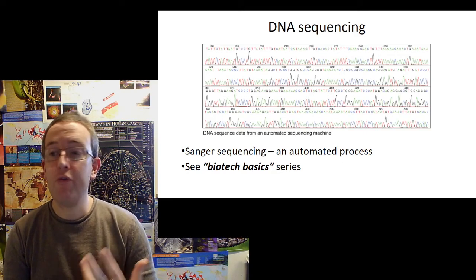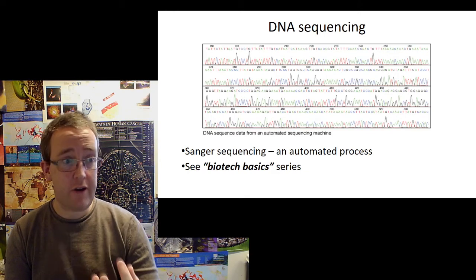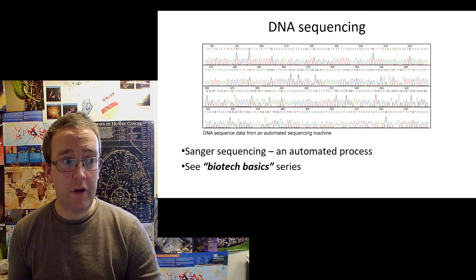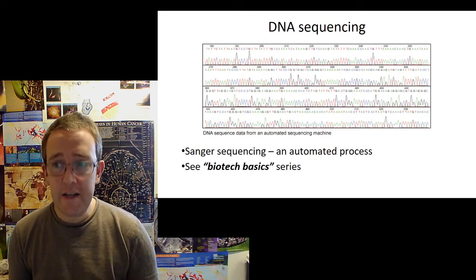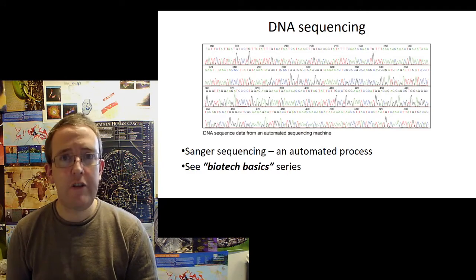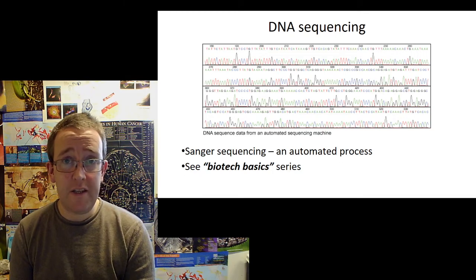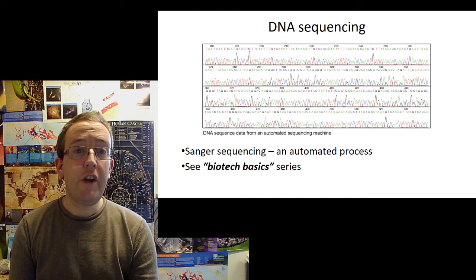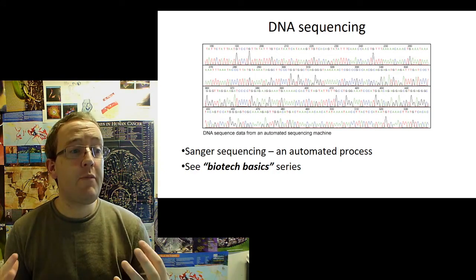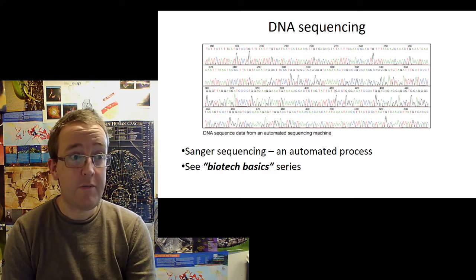This process, a brief overview, uses a modified version of what's called the PCR reaction, the same reaction that we use to test for COVID. There's a video on how that works in the Biotech Basics series, but we add in some fluorescent so-called dideoxynucleotides which terminate the chains. You can look into how that works via the Biotech Basics series on this channel, but of course you don't have to know for this bit how it works, just accept that it does, although that's not very satisfactory if you've got a particularly scientific mind.